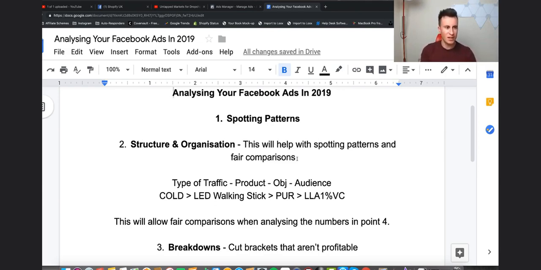So when you go out there and name your campaigns, name your ad sets, this is the structure I want you guys to follow, so that when you do filter the ad sets and when you are looking at the names of the ad sets versus the numbers, then you're making fair comparisons.